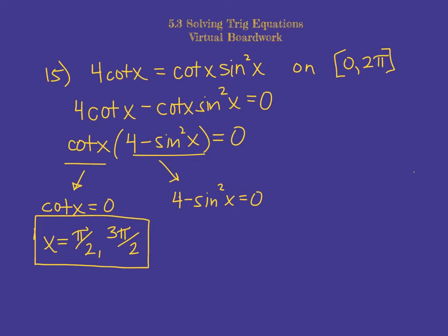Let's see if we'll get any answers from this other factor that we have to set to 0. To solve, I'm going to add sine squared to both sides. You could have also subtracted 4, but I just want to keep it positive. We'll take the square root of both sides. Okay, where is the sine 2 or negative 2? Nowhere. So we do not have any answers provided from this factor, because the sine cannot be less than negative 1 or greater than positive 1. Therefore, the sine can never equal plus or minus 2. These are our two solutions on the interval from 0 to 2 pi.